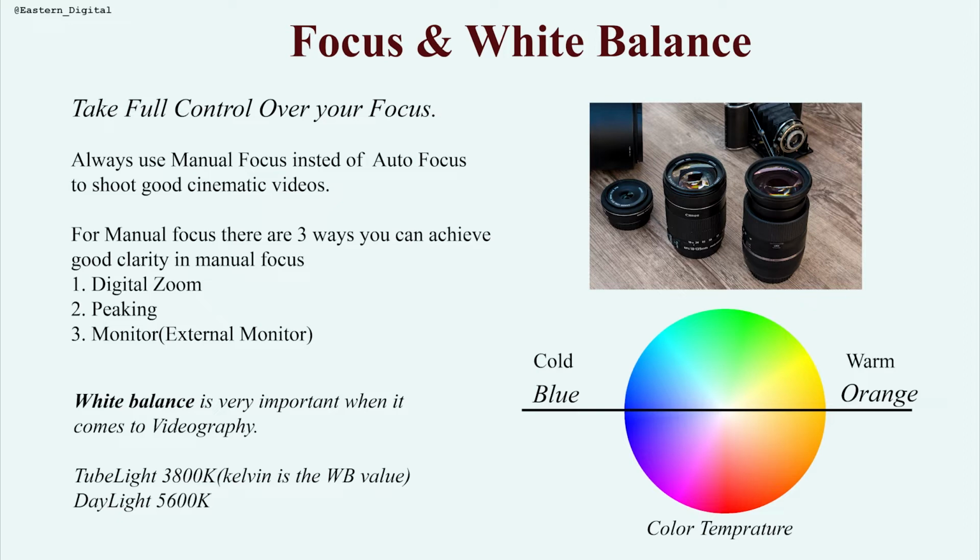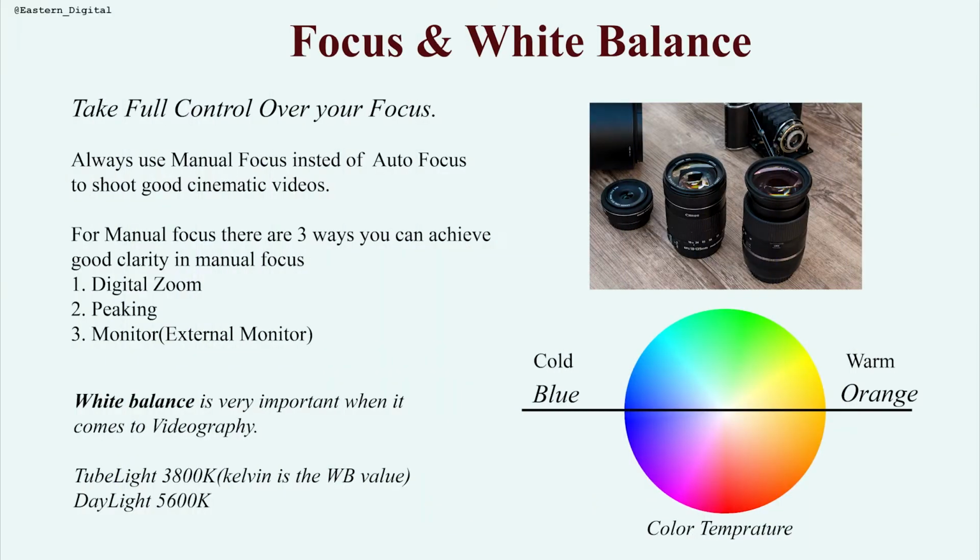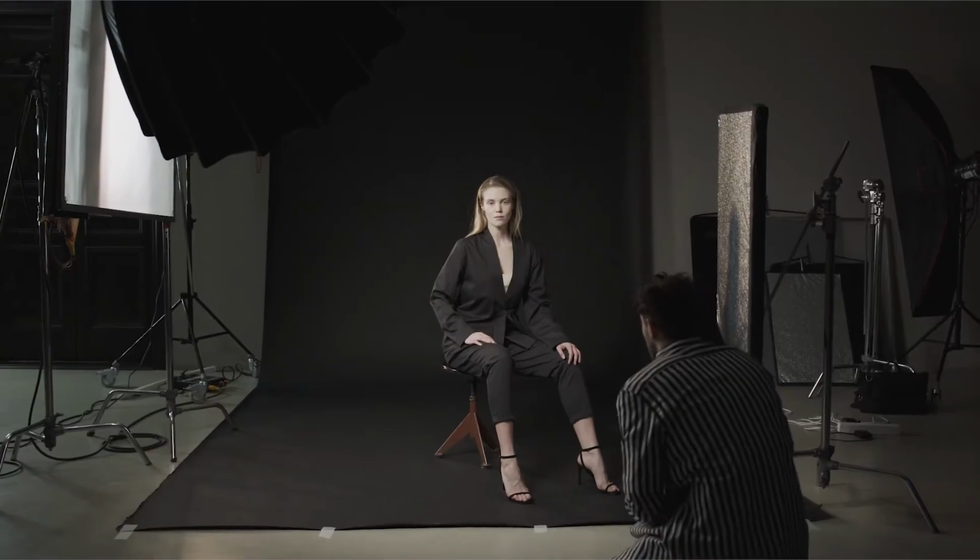In manual focus, you can achieve good clarity by using three different ways. First, digital zoom, second one peaking, and third one is an external monitor. With digital zoom, you are just digitally zooming the image and looking at the details. Peaking is basically highlighting the edges of high contrast areas. And third is using an external monitor to look at whether your subject is in focus or not.